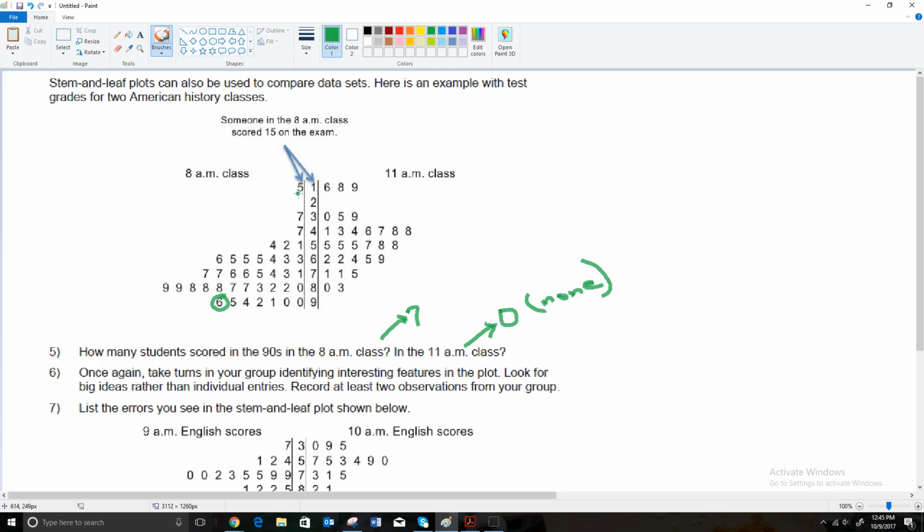However, the lowest score was in the 8 a.m. class. Even though overall they did better, the actual lowest score was in the 8 a.m. class. And the highest score was in the 8 a.m. class.